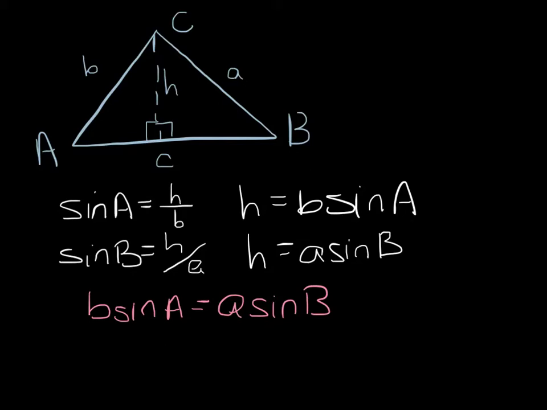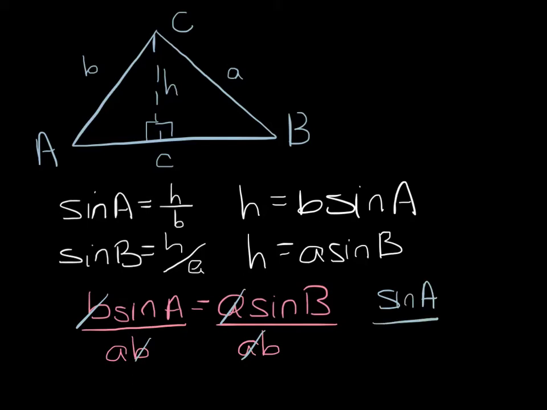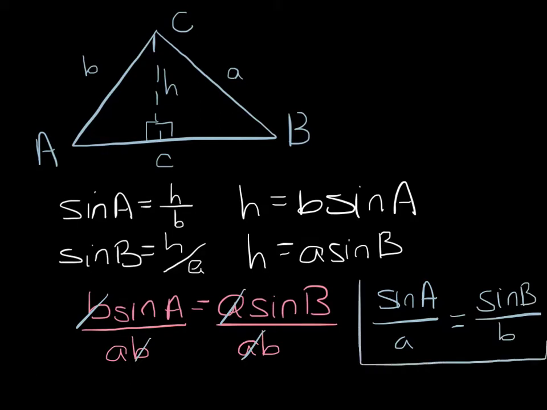Now we're going to take this equation and divide both sides by ab. On the left side, the b's will cancel. On the right side, the a's will cancel. And we're left with sine A over a is equal to sine B over b. And this right here is the law of sines. So if we include angle C, this is what the law of sines looks like. This is the law of sines.